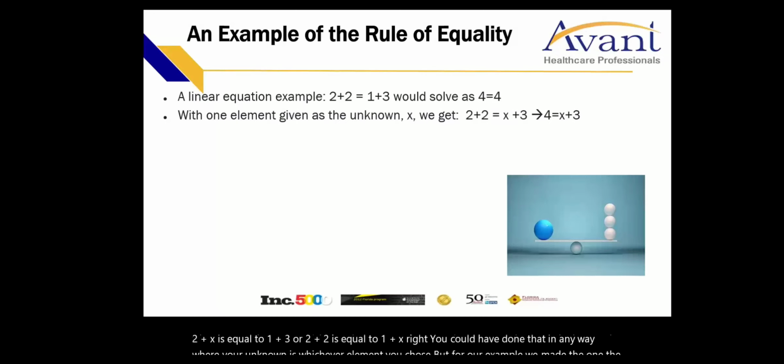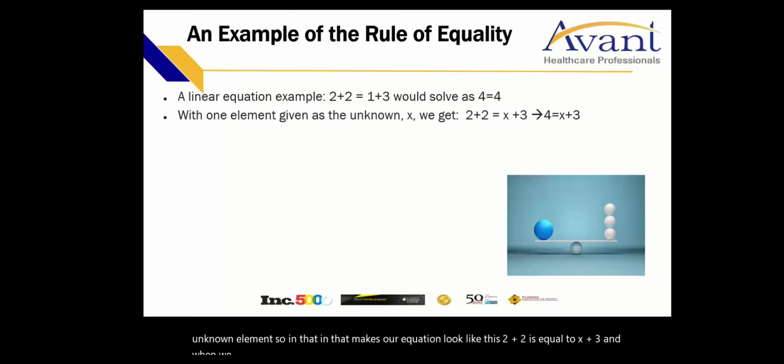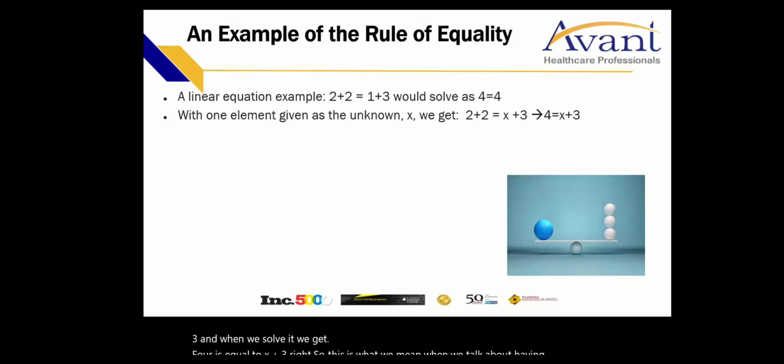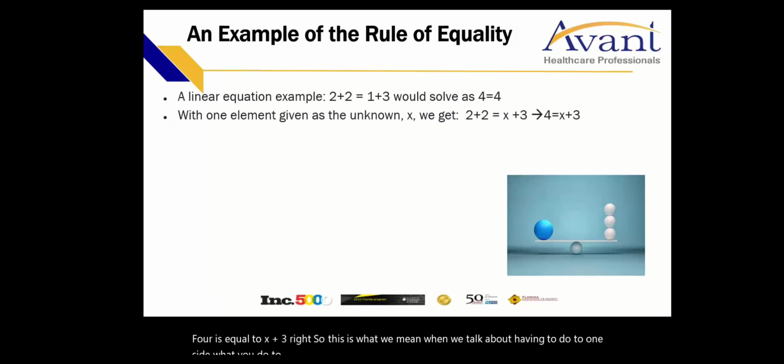So that makes our equation look like this: 2 + 2 = x + 3. And when we solve it, we get 4 = x + 3. So this is what we mean when we talk about having to do to one side what you do to the other side, because we don't have what our x actually is. We don't have that number that should go where the x is at this point in the game. So we have to get there.